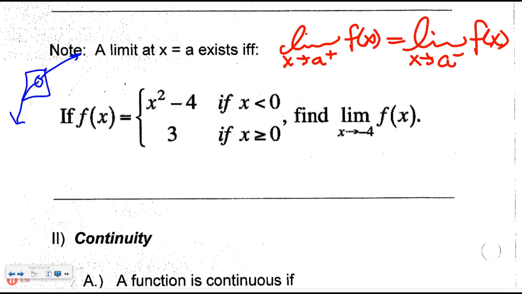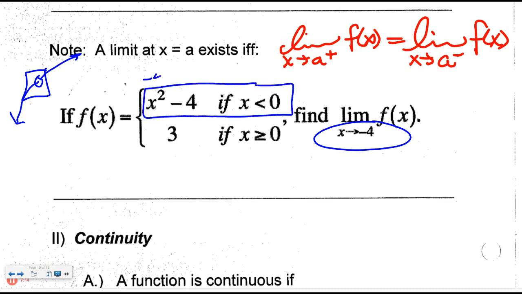So usually all we need to do when we're finding the limit as x approaches -4, notice I'm not approaching 0, this is find the limit as x approaches -4. So that means I use this and I just plug a -4 in. I get 16 minus 4. My answer is 12.